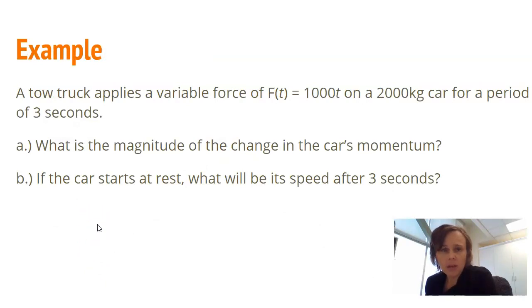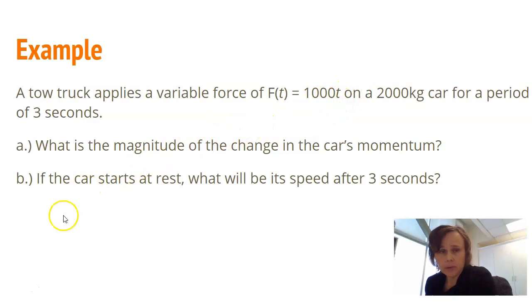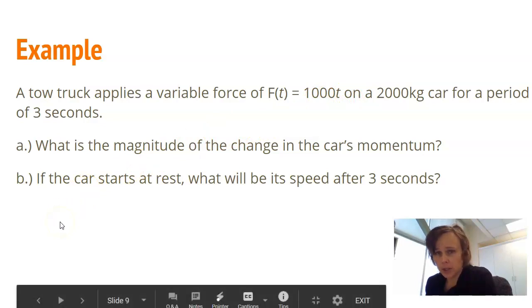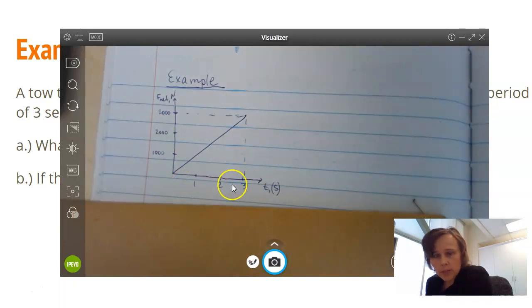Let's look at the example. A tow truck applies the variable force of F of t equals 1000 t on a 2000 kilogram car for a period of 3 seconds. What is the magnitude of the change in the car's momentum? And if the car starts at rest, what will be its speed after 3 seconds? So we want to create a graph. This is the time axis measured in seconds, 1 to 3 seconds. We know that's how long the force was acting on the object, and this is the force measured in newtons. In 1 second the force was 1000 newtons, in 2 seconds 2000, and in 3 seconds it's 3000 newtons.